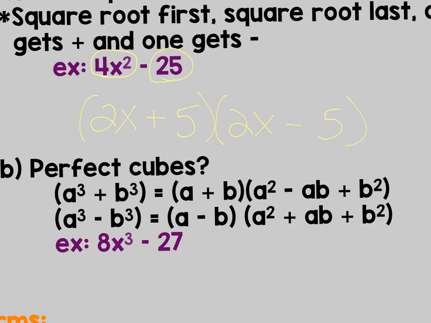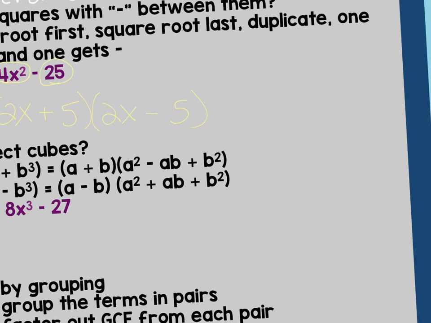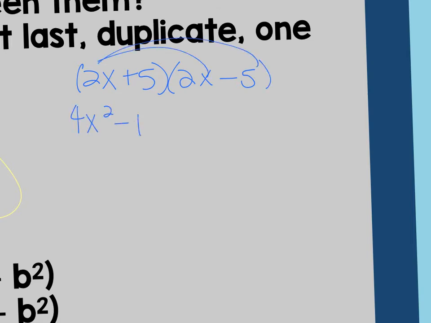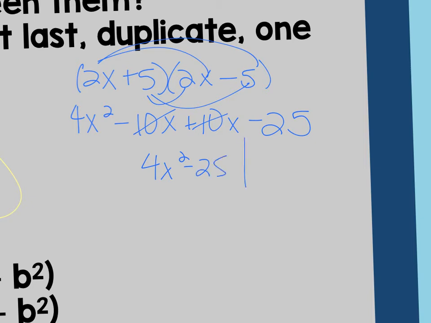So watch what happens. If I were to FOIL this back, this is my answer, right? If I FOIL this back out, so I multiply first, that would be 4x squared. Outer, negative 10x. Okay, then I'm on inner, positive 10x. Last, negative 25. And then these cancel, and I get 4x squared minus 25.